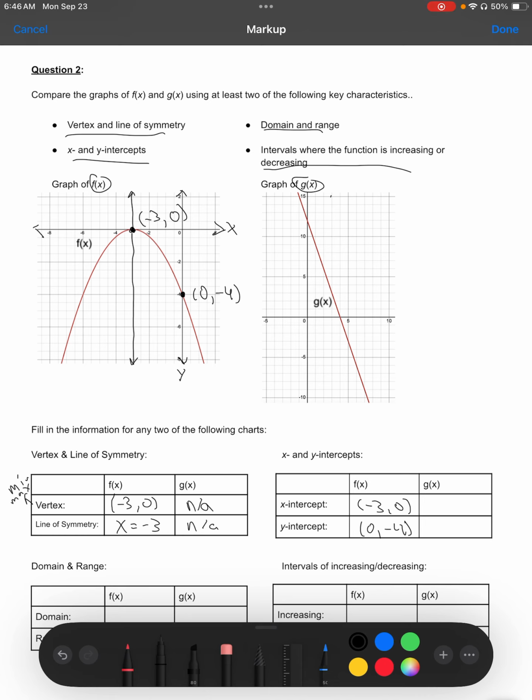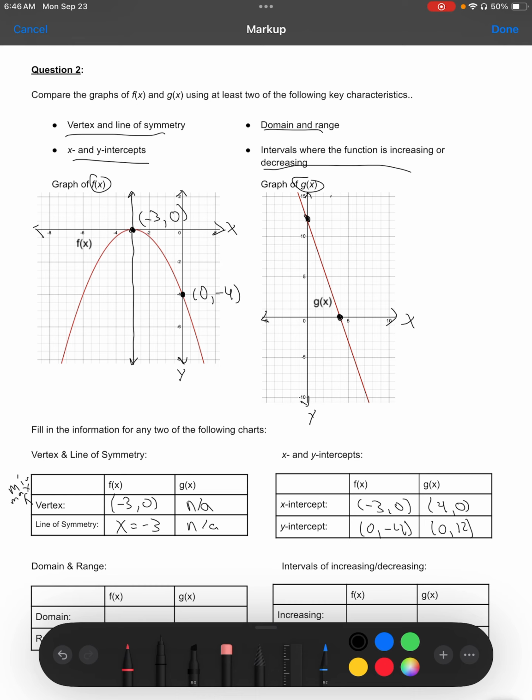Then for g of x, again, the x-axis is the one that goes left to right, the y-axis is the one that goes up and down. So here is our x-intercept, which is at the point 4, 0. And then up here is our y-intercept, which is at the point 0, 12.